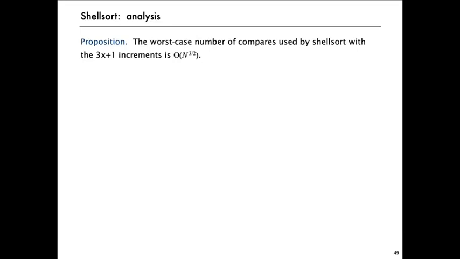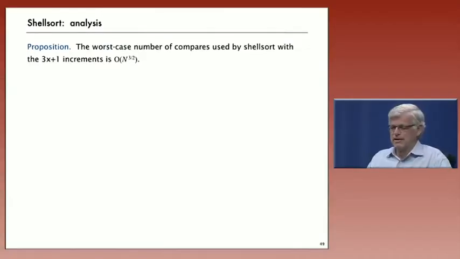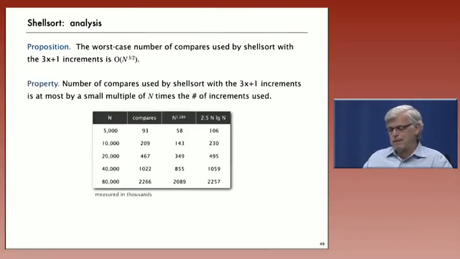Now the analysis of Shellsort is still open. There are a few things that we can say. For example, we can say that the number of compares in the worst case is big O of n to the 3/2 for the 3x plus 1 increments. But actually, in practice, it's much less than that.